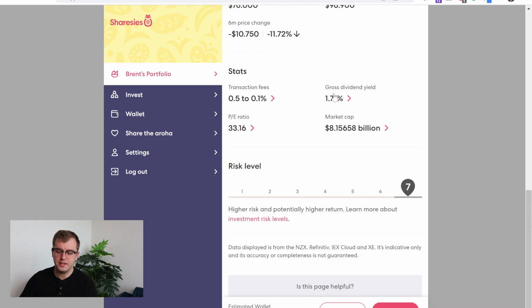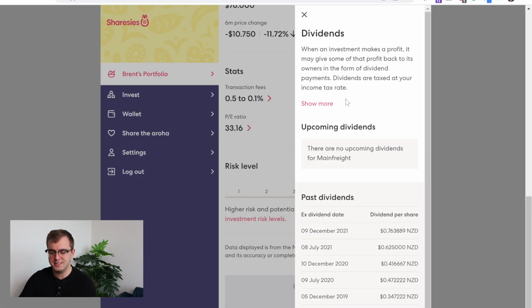As we go across, we can see the gross dividend yield of 1.7%. And if we click on this, we can simply see when the dividends have been paid. So the ex-dividend date is simply the date on which they take a list of all the shareholders and work out who receives what dividend. And the dividend per share is how much you receive if you own the share on that date. Now out of this will come your tax and things like that as well. So this is the gross, not the net.